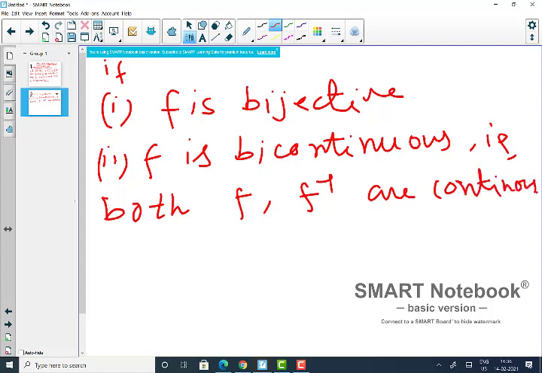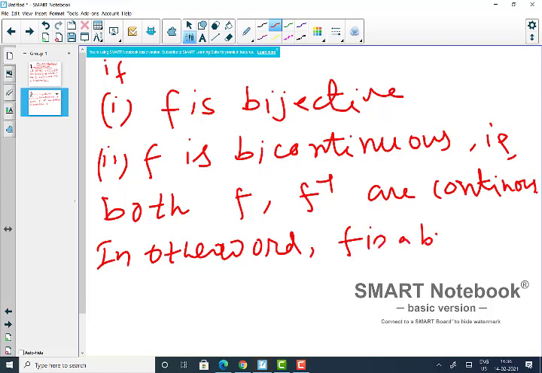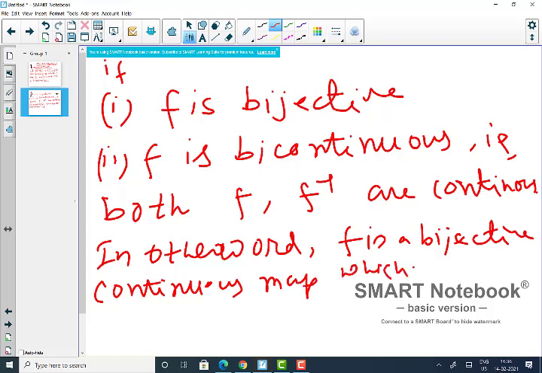Okay, in other words, f is a bijective continuous map which is also an open map. Because f inverse continuous means f is open, right? So you remember the definition of open maps. An open map sends open sets to open sets, and a continuous map pulls back open sets to open sets. So f inverse is continuous means f is an open map, and vice versa. If f is an open map, that means f inverse is continuous.